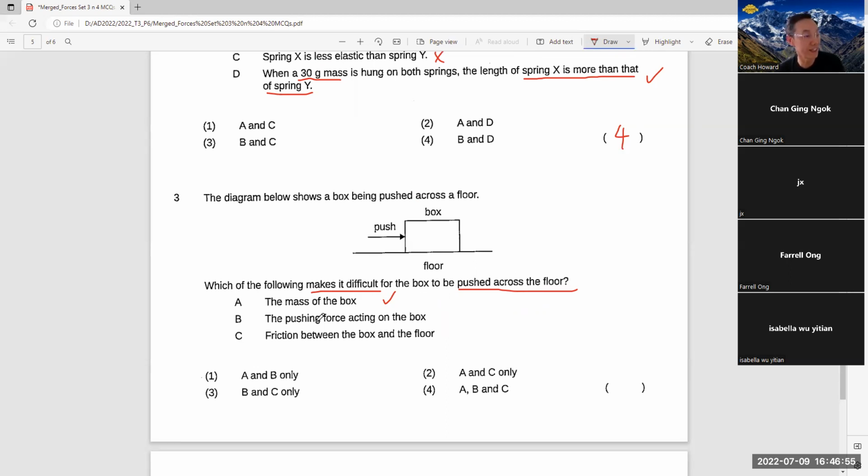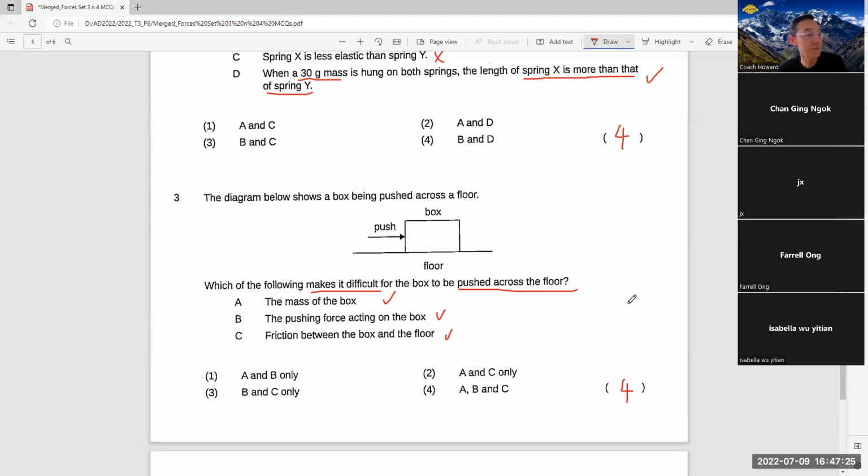But here they didn't say anything. Okay, so which of the following make it difficult for the box to be pushed across the floor? The pushing force acting on the box. This one also, they didn't say increase or decrease, right? You notice. And then friction between the box and the floor. So that means all these three factors affect this one. So answer is 4, because there's no indication of increase or decrease.